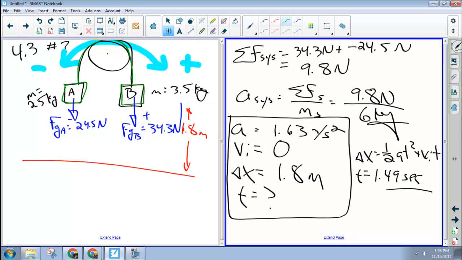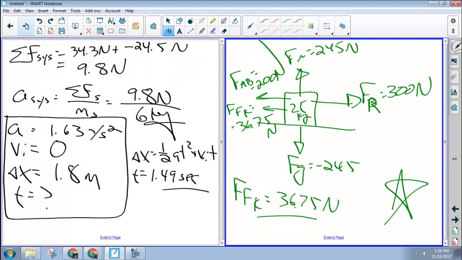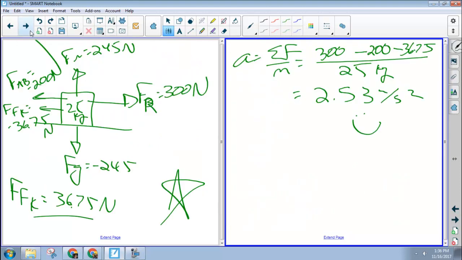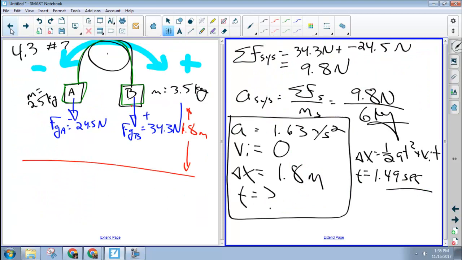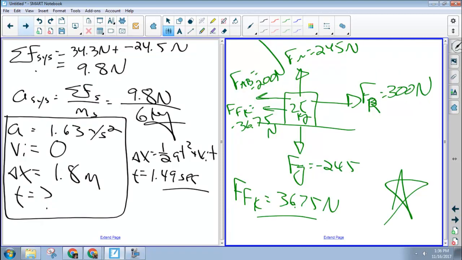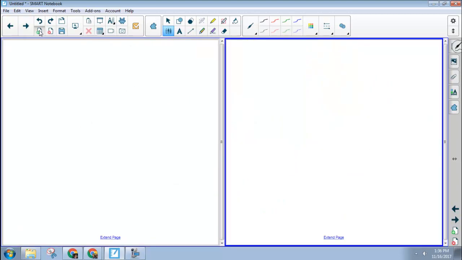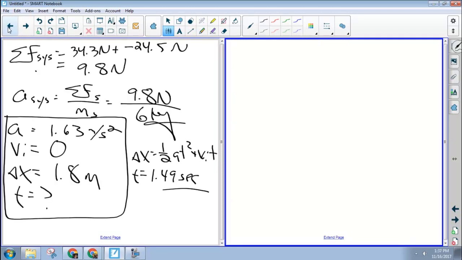Okay, so how do you find the tension in the rope? Oh, I see. This is left over from last hour. That's what's going on. Okay, so side note. I'm going to add this, so it'll be in the next year. Find the tension.